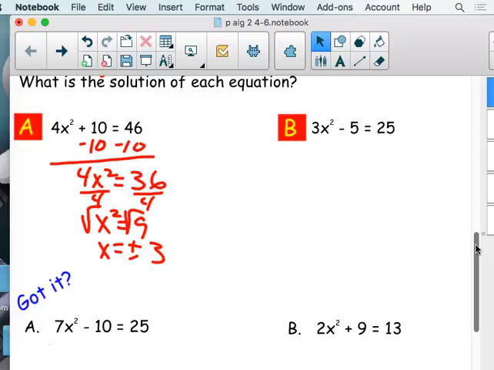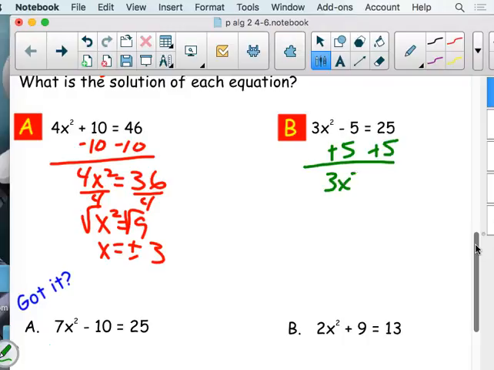What should the first step be? Add 5 to both sides. Then divide by 3. Then what do we do? Square root. Uh-oh, that's not a nice one.